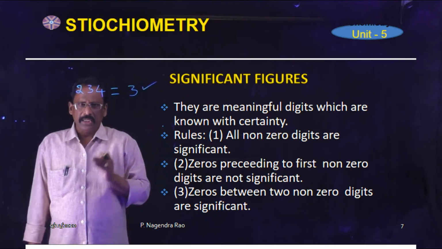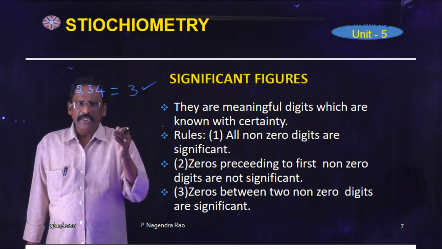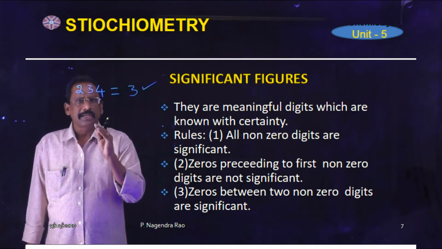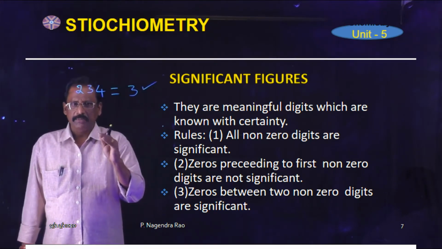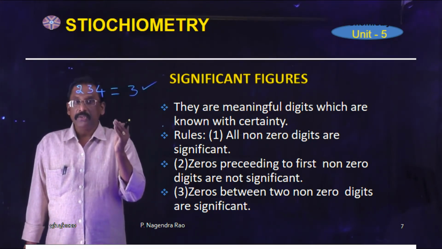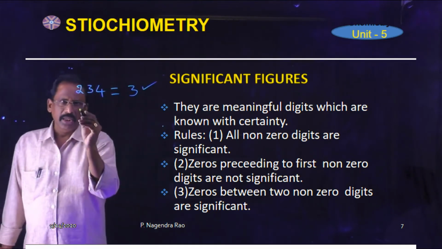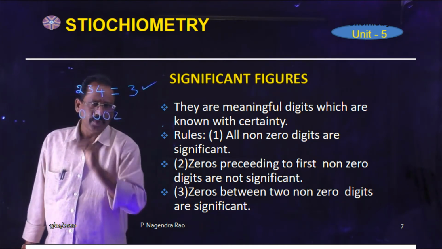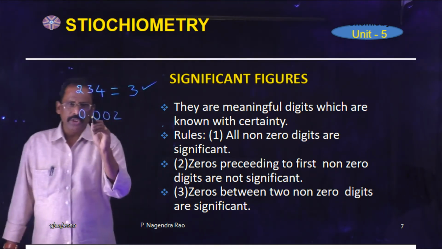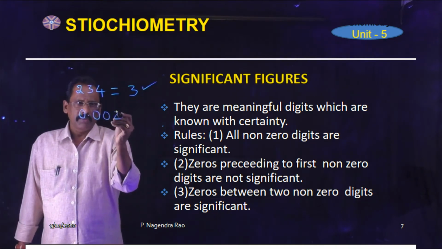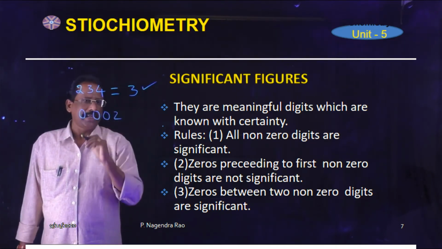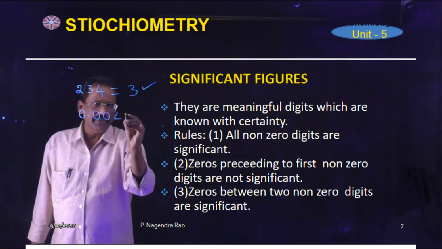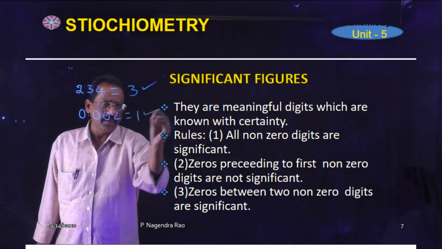And the second rule is if zeros are preceding the first non-zero digit, they are not significant. If 0 is present preceding the first non-zero digit, for example, if this is the value 0.002, in this value, two zeros are preceding the first non-zero digit. That's why for 0.002, the number of significant figures is equal to 1. Very, very important bit.